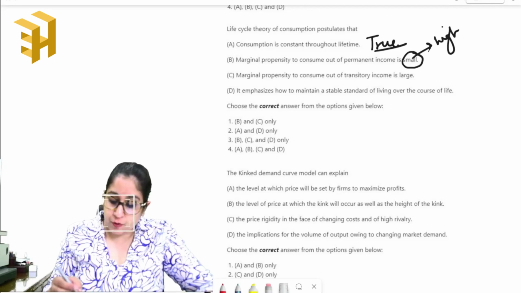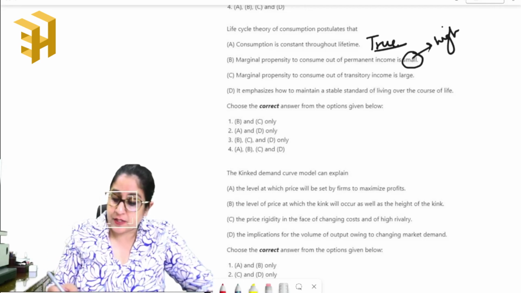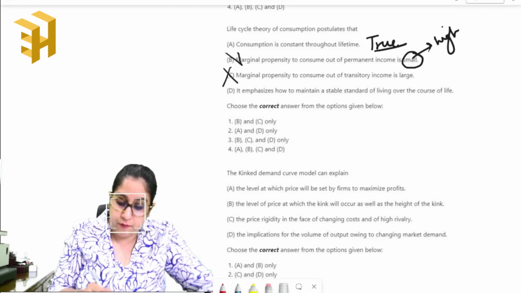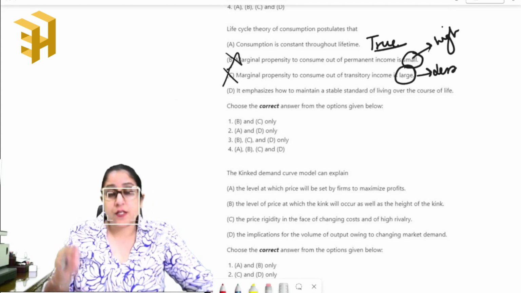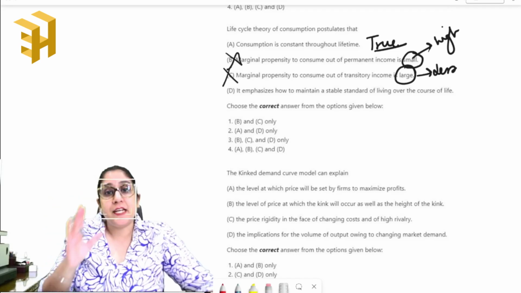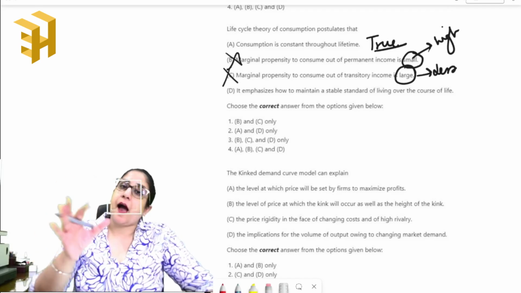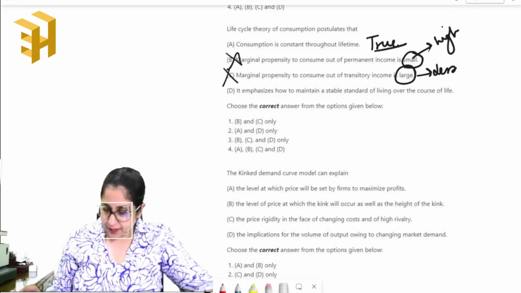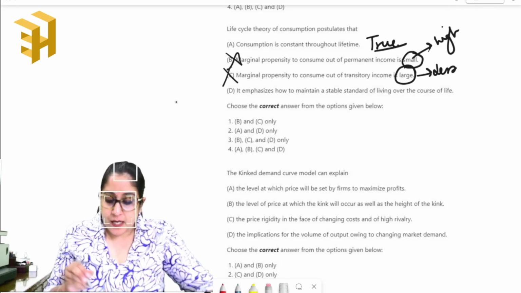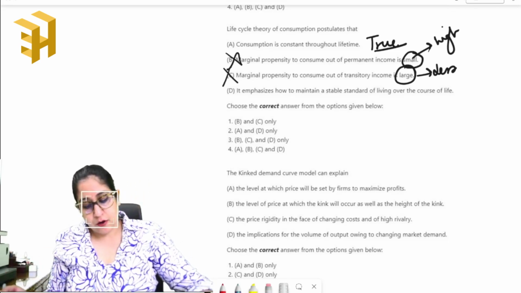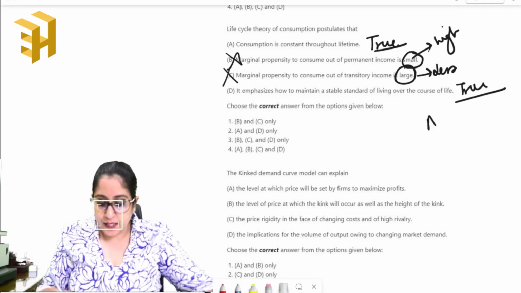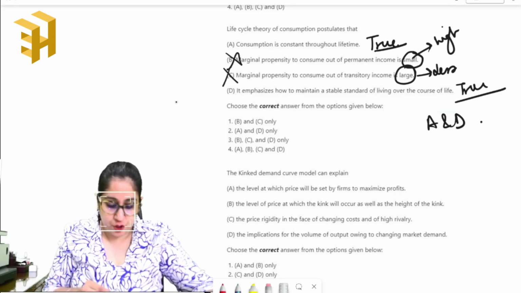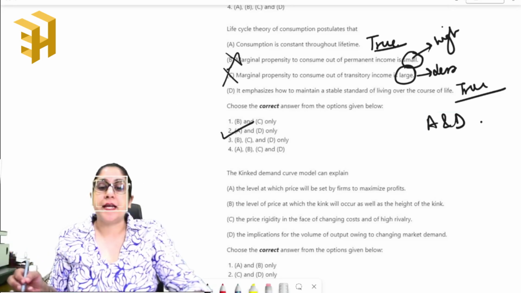Marginal propensity to consume out of transitory income is large. Again, this statement is false because it is less. Because there is a perception that any shortfall gains, they have to be saved. Okay. It emphasizes how to maintain a stable standard of living over the course of life. This is true. So basically it is A and D, which makes second the right answer.